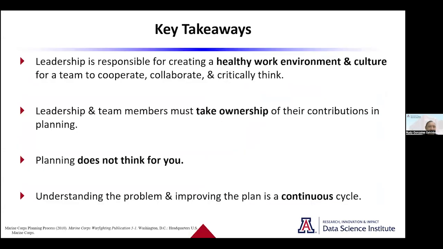So, key takeaways here. I've got four quick ones. Leadership at the end of the day is responsible for creating those healthy work environments and the culture, and ultimately, it's about creating the ability for humans to cooperate, collaborate, and critically think together in a team, and being cohesive to bring about these solutions. And then that second bullet is all about leadership and team members taking ownership of their contributions to planning or whatever it is that they're doing on a daily basis. And that third bullet, planning does not think for you. So this process isn't going to think for you, obviously, right?